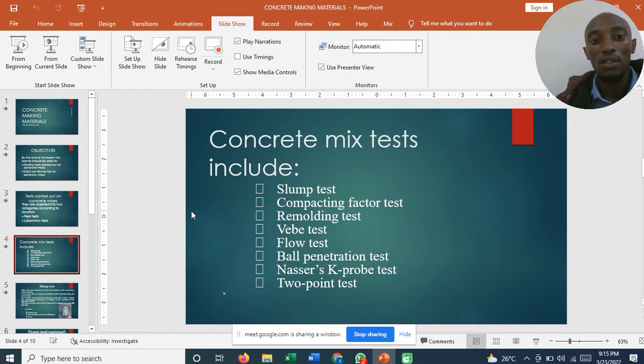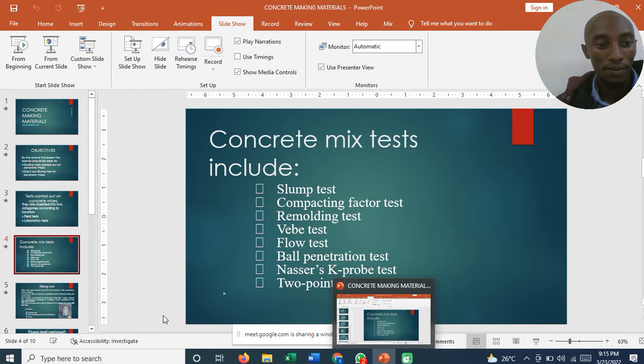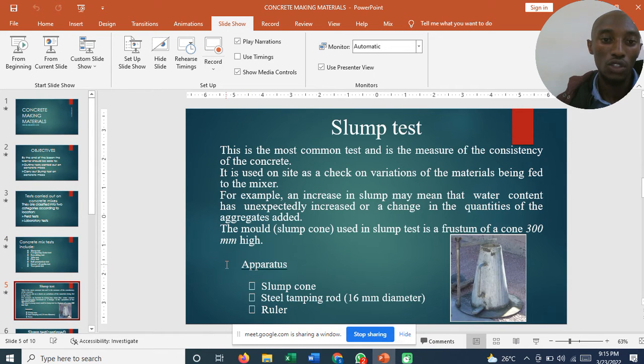Concrete mix tests include the slump test, compacting factor test, remolding test, flow test, ball penetration test, Nasaki probe test, and two-point test. Is there anybody with a question up to that? If there is no question, we will continue with the slump test.